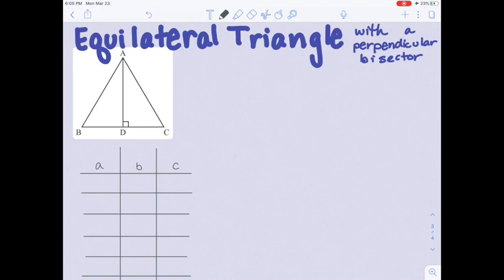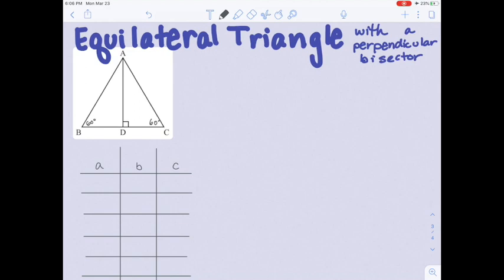So some properties we know about an equilateral triangle: we know all of the sides are congruent, and we know all of the angles are congruent. All of the angles are specifically how many degrees? Good. All of the angles are going to be 60 degrees. And then this whole piece right here is going to be 60 degrees.